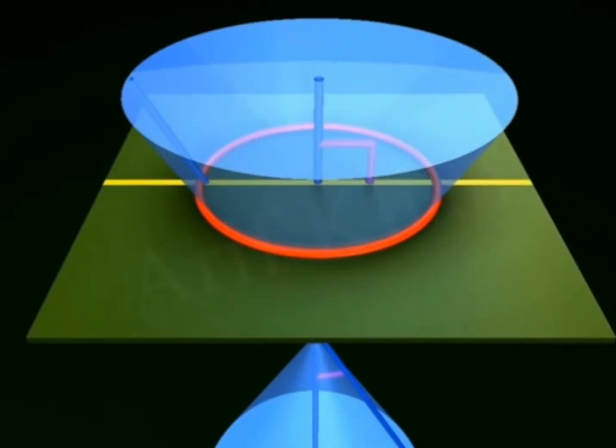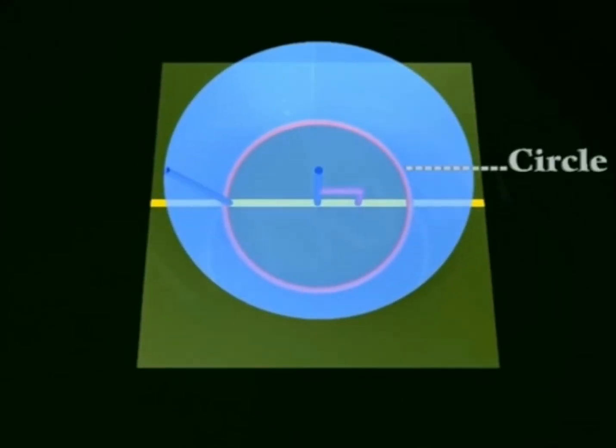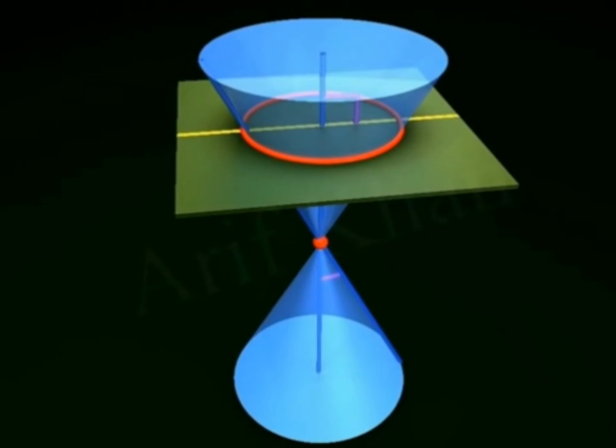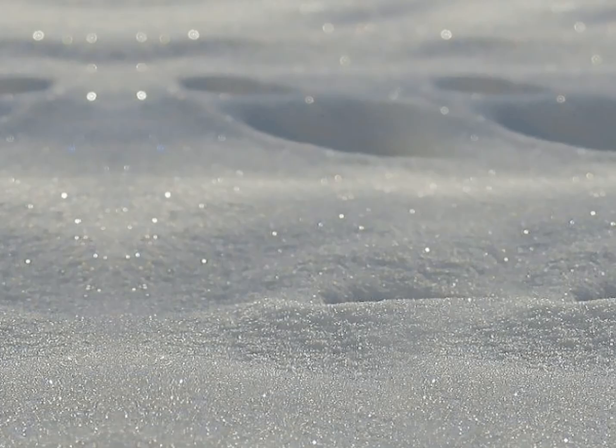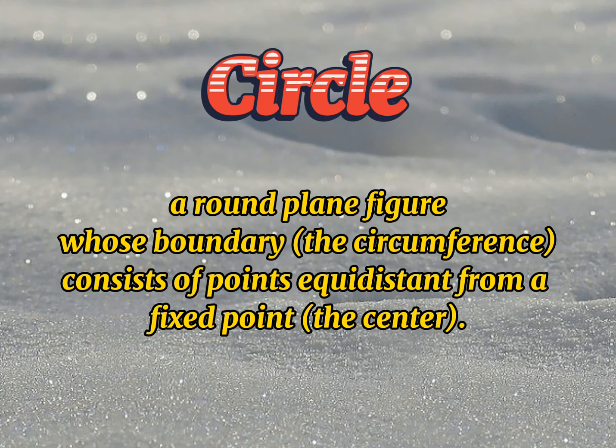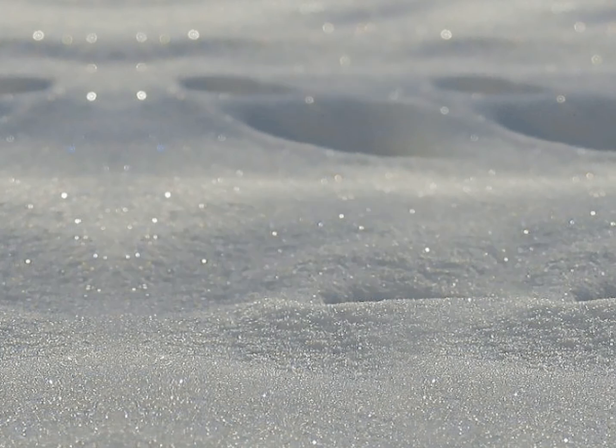When the plane is perpendicular to the axis, the ellipse becomes a circle. Thus, a circle is a special type of ellipse. Circle, a round plane figure whose boundary, the circumference, consists of points equidistant from a fixed point, the center.